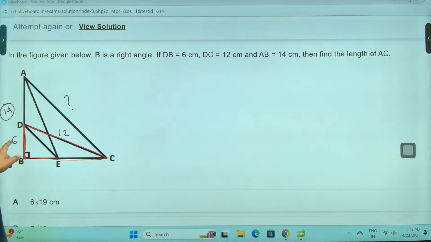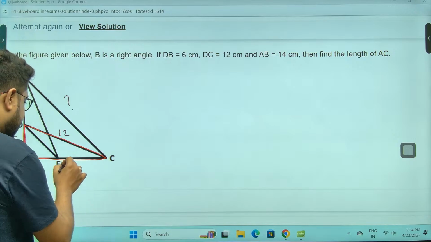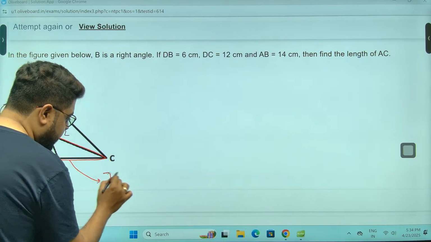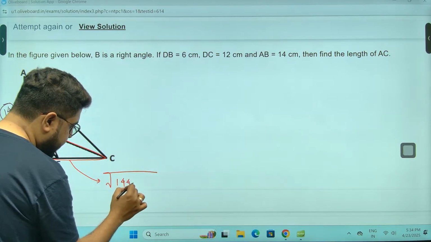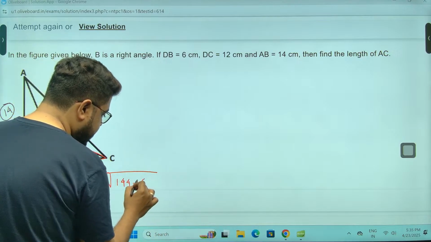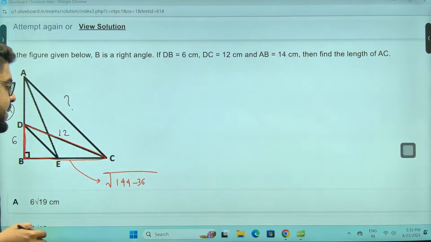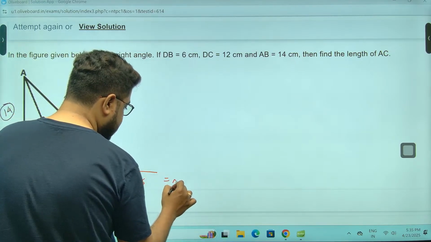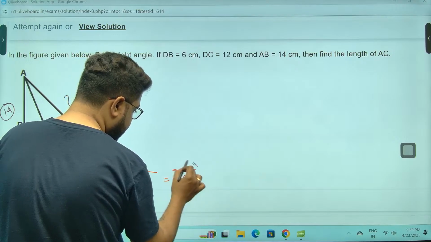Sir, this is 6, this is 12. Sir, can you get BC? Root over of 12 square minus 6 square. That is 36. That is, sir, root over of 108. Keep it.